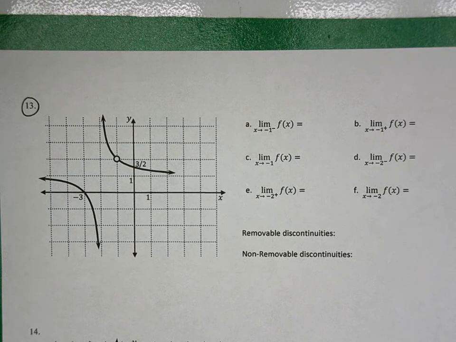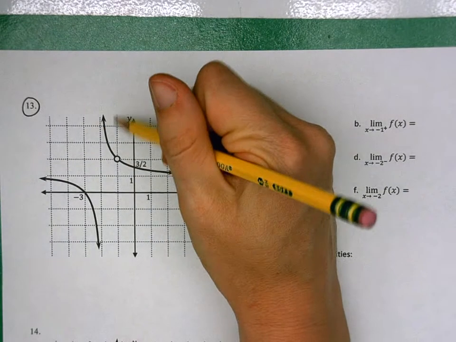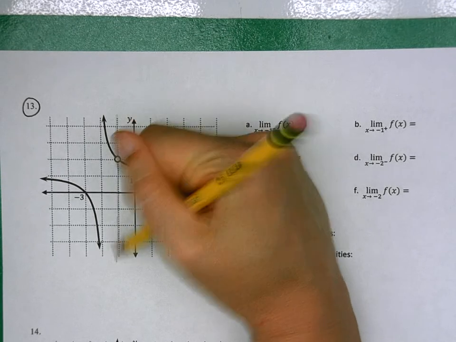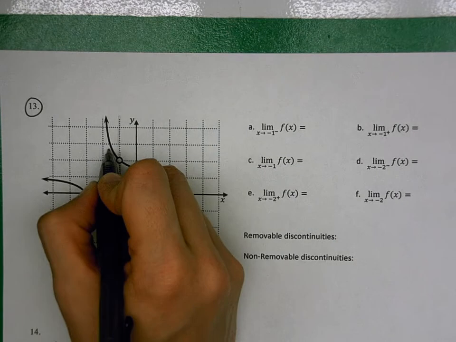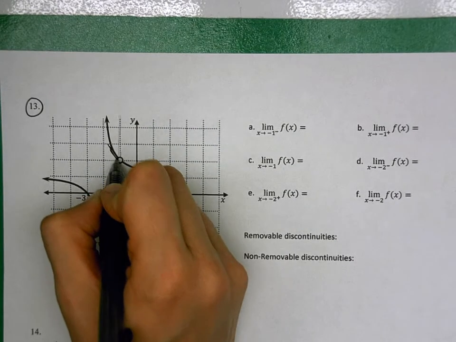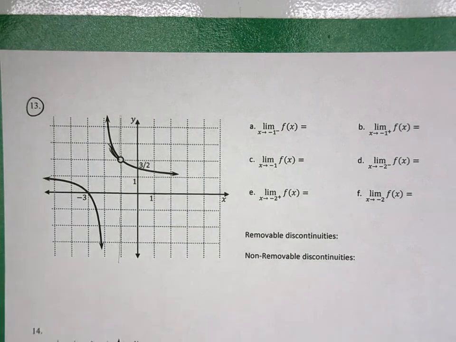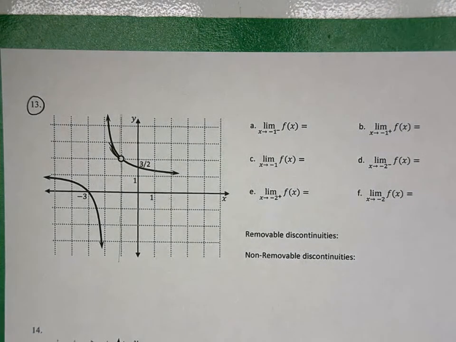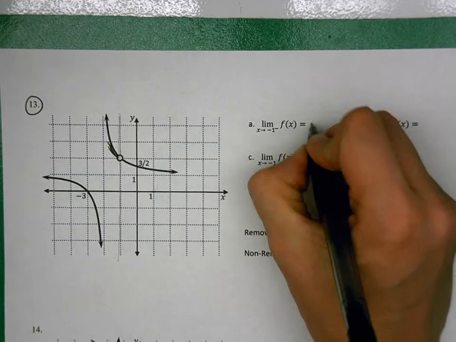Okay, 13a, we are approaching -1 from the left. Well, -1 is right here. Here's x equals -1. Approaching -1, getting closer and closer to -1 from the left means we're tracing this side of the function, right? Getting closer and closer to -1 from the left here. What y value does it look like my function will be? Well, it looks like my function is going to have a y value of 2 as I get closer and closer to touching -1.